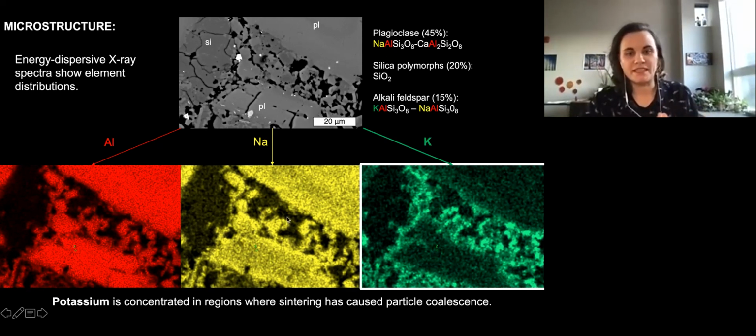But what you can see in these maps is that while aluminum and sodium show essentially the same distributions, potassium has done something or is distributed in a different way, and notably is concentrated in regions where sintering has caused particles to coalesce. So again, I say this is very preliminary work on this side of the study, but what I'm seeing is that potassium is somehow playing a role in the sintering of these materials.